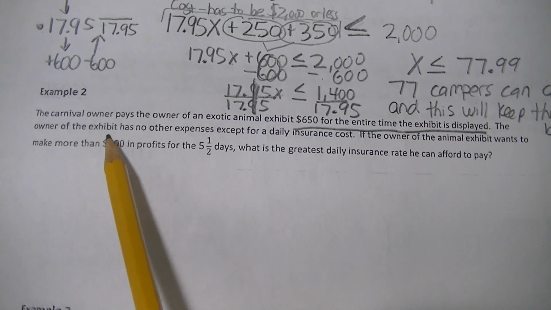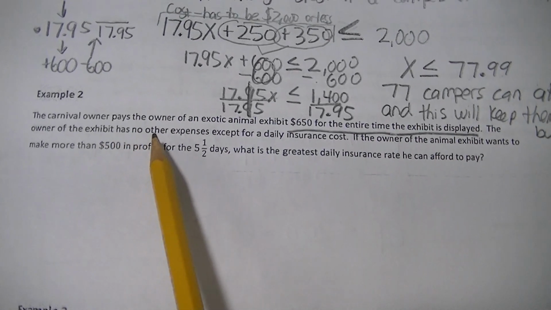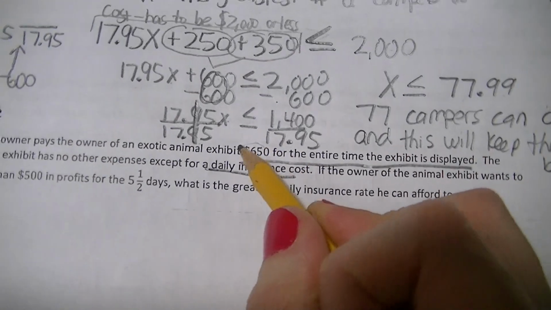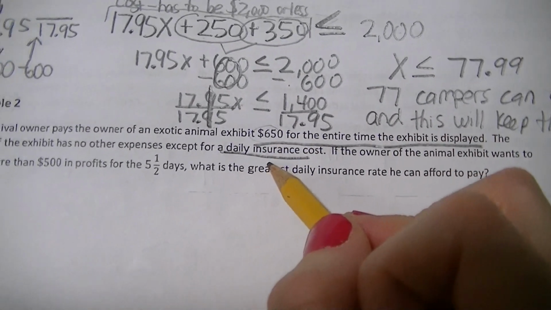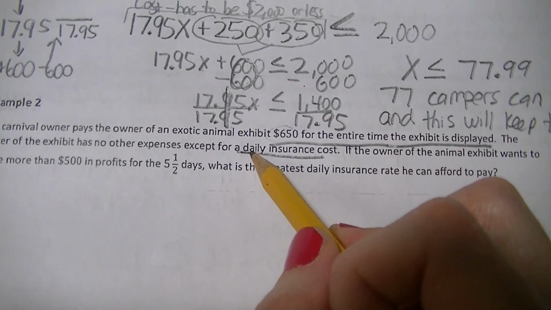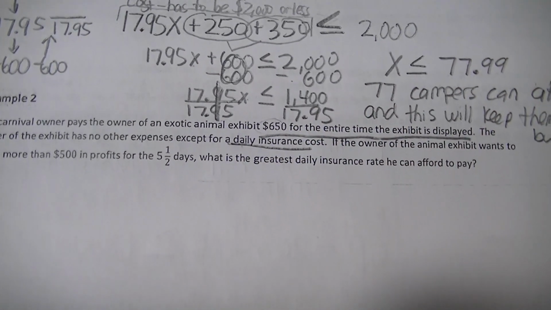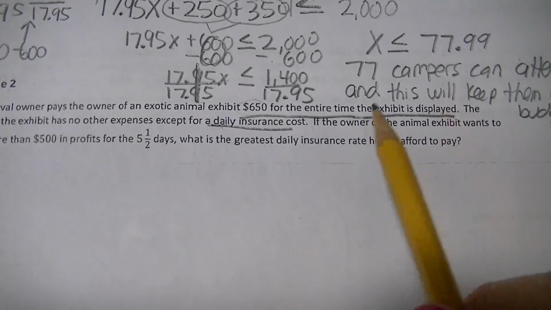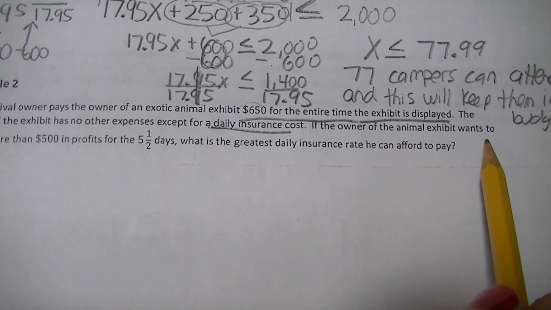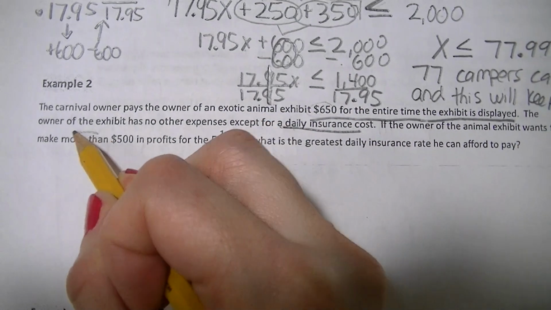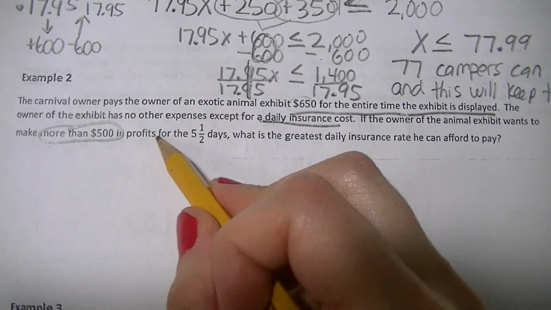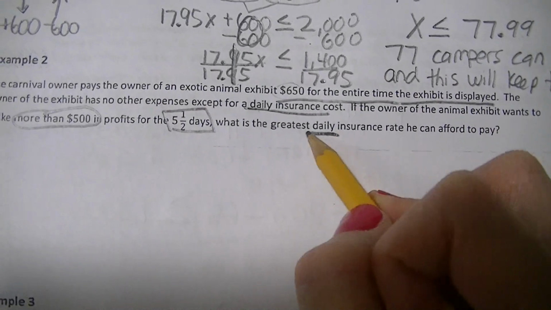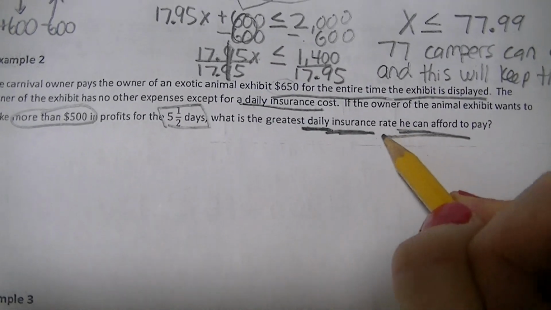The owner of the exhibit, the wild animal person, has no other expenses except for a daily insurance cost. So they get paid this amount for the entire time they're there, but each day they have to pay an insurance fee. That's probably just in case an iguana bites a kid or something like that. The owner of that exhibit wants to make more than $500 in profits for the 5.5 days they're there. What's the greatest daily insurance rate he can afford to pay?